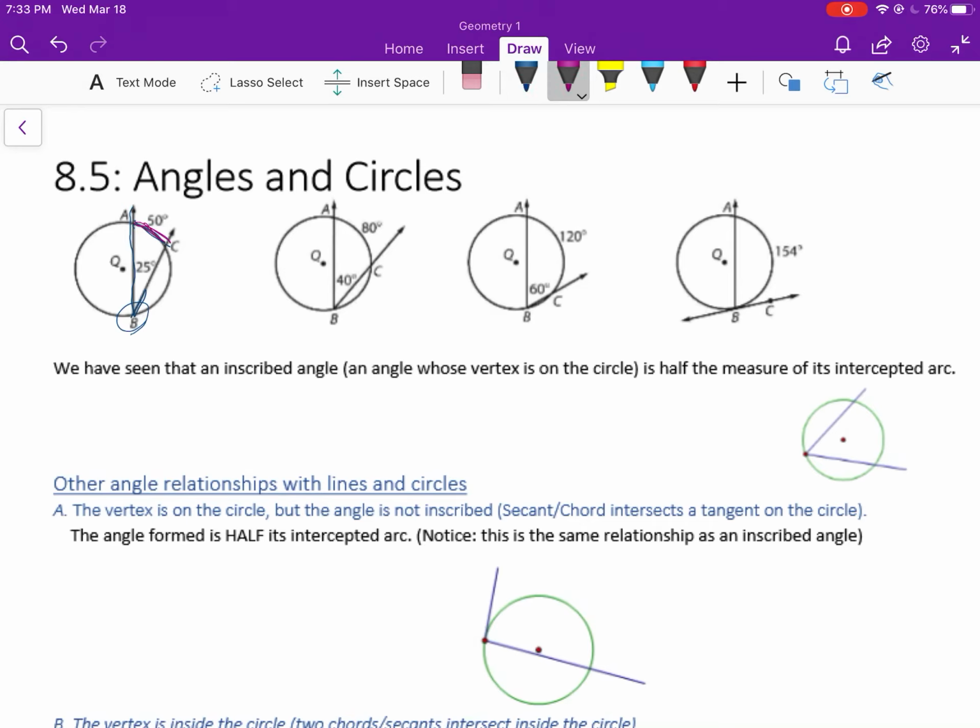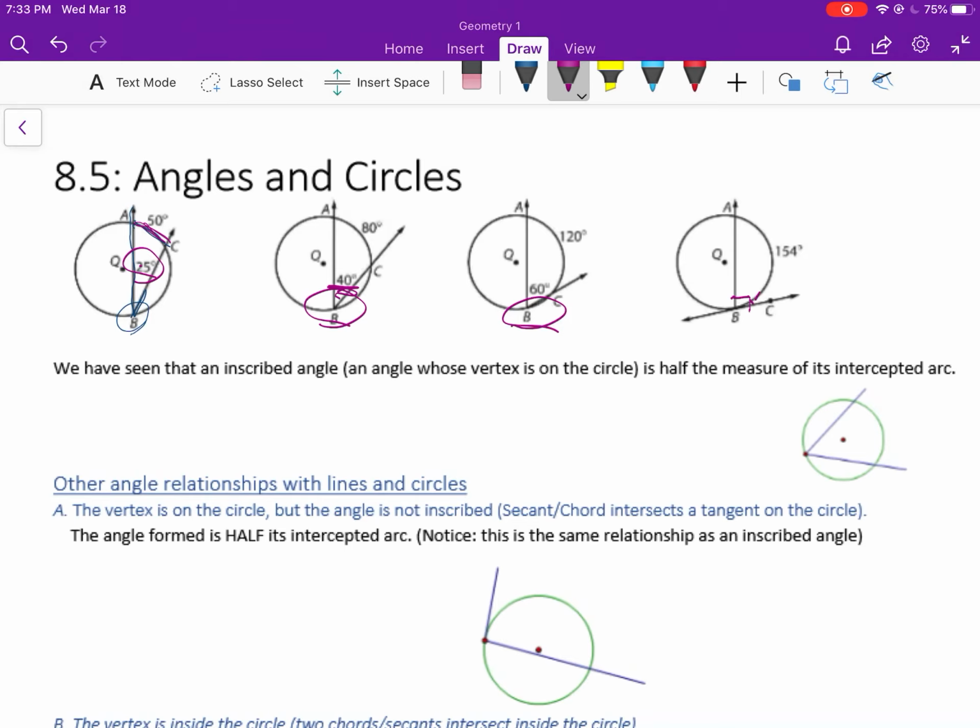So here's the intercepted arc. 25 is half of 50. Another way to say that is the intercepted arc is twice that of the inscribed angle. So you can see those. What this also shows us as we work our way to a bigger and bigger angle: 25 degrees, 40 degrees, 60 degrees, and then to an angle here.